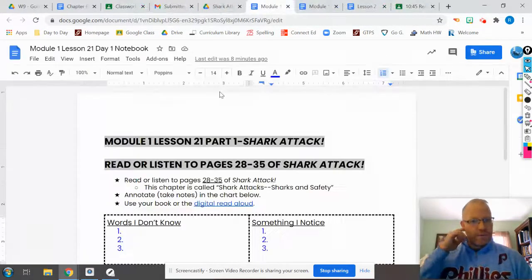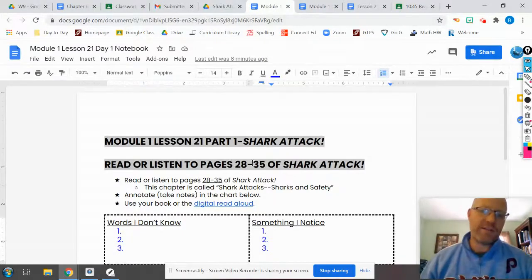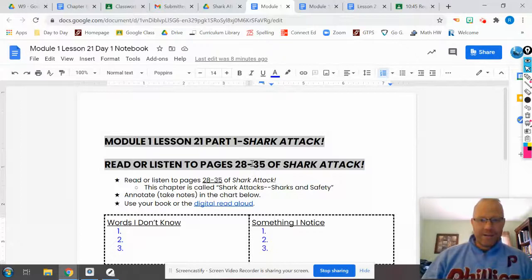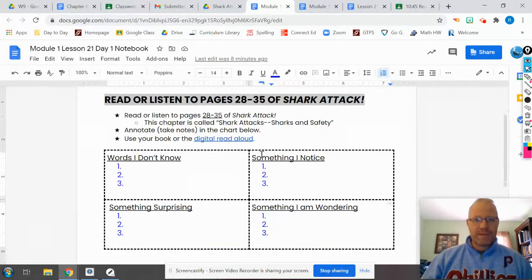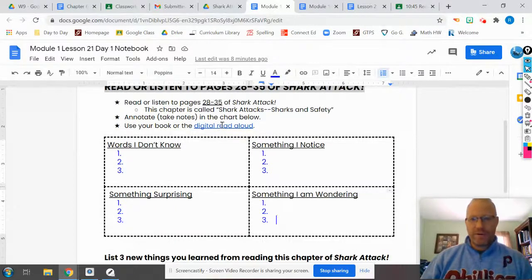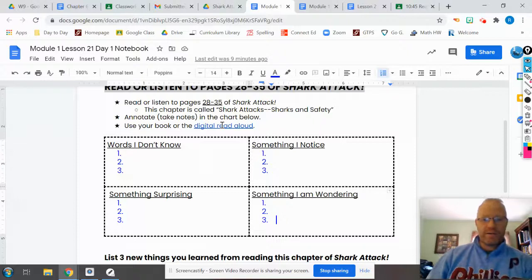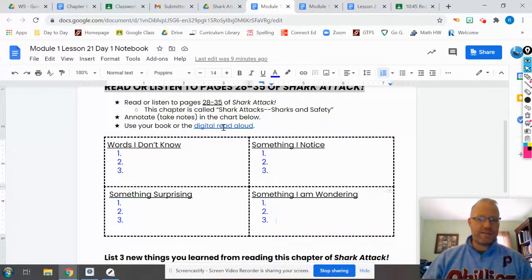So as we go through this process today, I'm going to be reading pages 28 to 35. As I read these pages to you, I'm expecting that you are annotating. Annotating means to take notes. So annotate, take notes in the chart below. If you'd like to follow along or read on your own or listen to the woman read on that digital read aloud, you can click on this digital read aloud and read it from there.